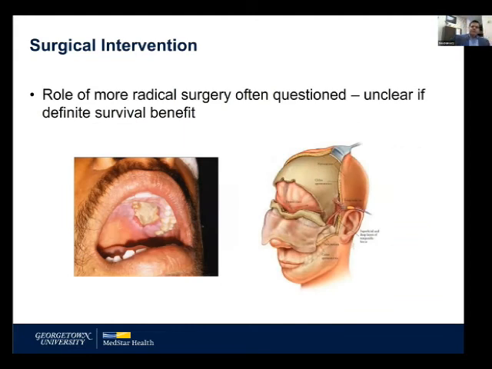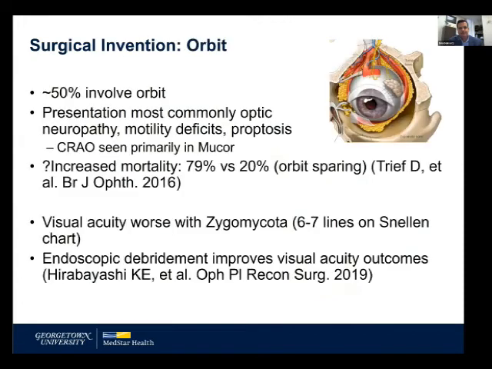One of the controversies and questions comes when it starts involving other structures, and the question of more radical surgery. When do we stop, or when do we keep going? Oftentimes it's unclear if there's a definite survival benefit for this. Palate is one of those things that we'll typically be aggressive with, and we will do a palatectomy and maxillectomy, because that can be rehabilitated and reconstructed well, and that can really make a significant difference in survival, obviously.